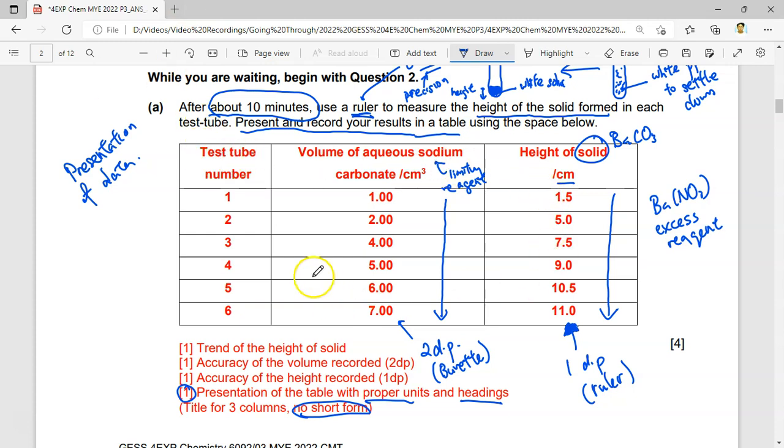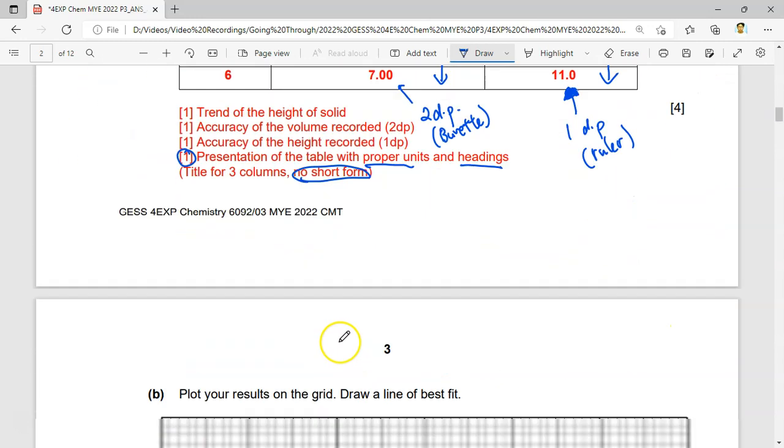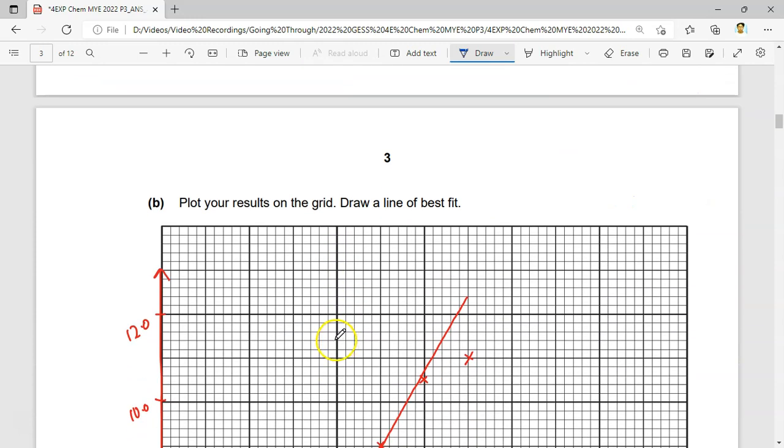So the table itself, the presentation of data, is what we're looking out for: how you record it, and how much you record it to. Record it to is really about how you actually measure your data. So just take note of this. Once you're done with this, the 4 marks, this is the allocation of it. Then we go on to plot your graph.